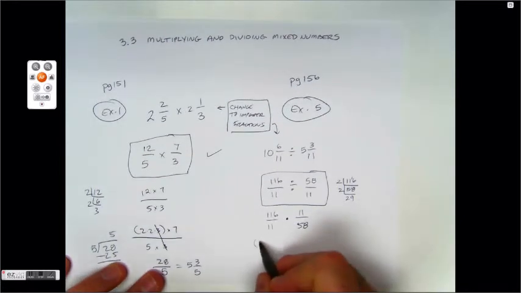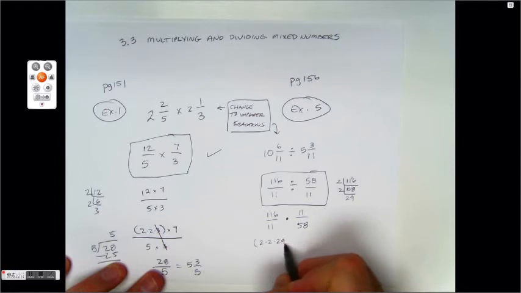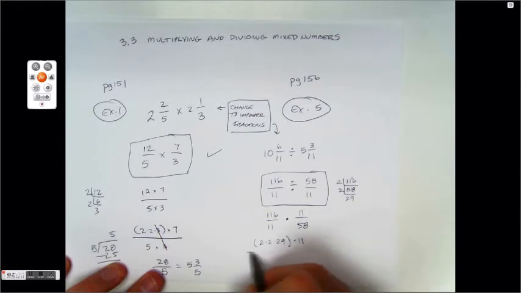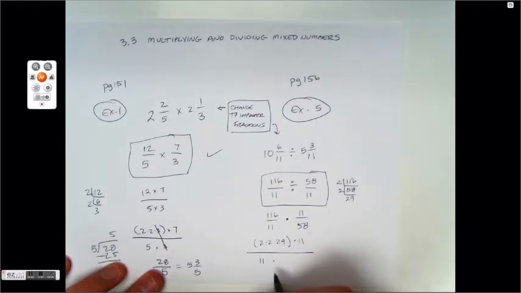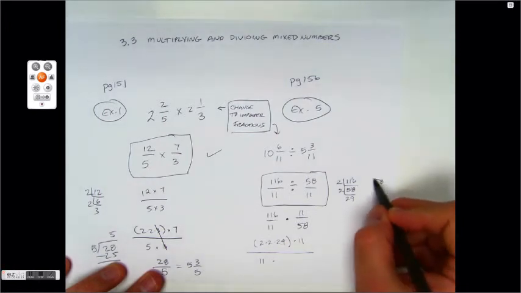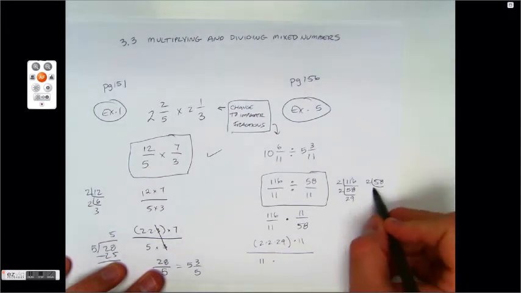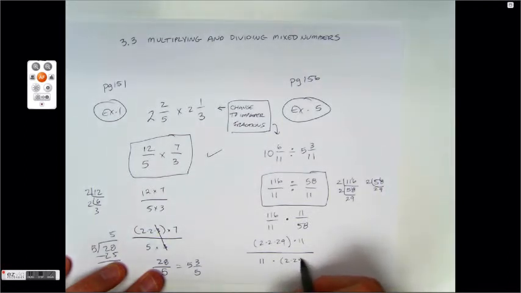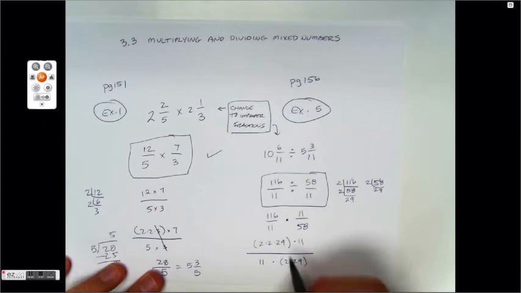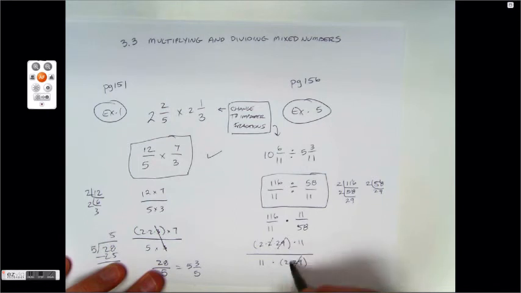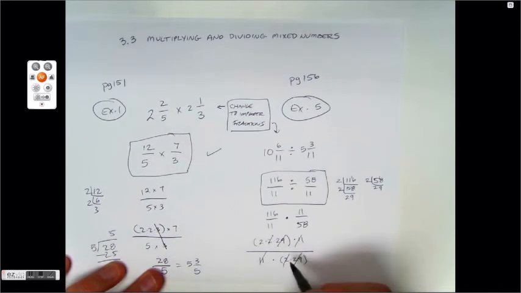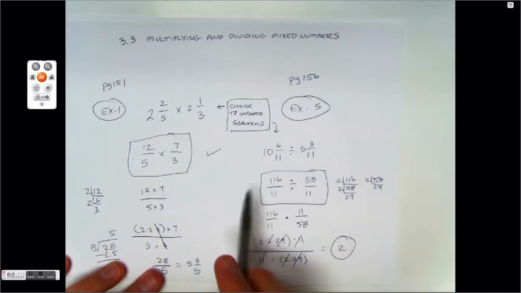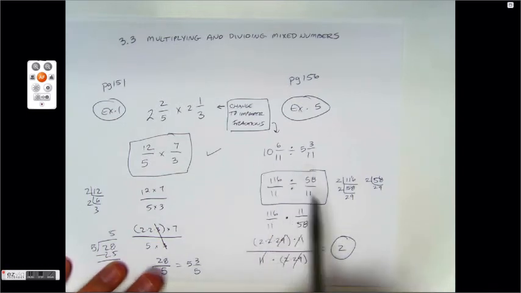So that gives us 2 times 2 times 29. And 11's prime, so that's the top. 11 is prime, so that's the bottom. And then we go over here and we can do 58. If you notice, 2 goes into it. 2 goes into 5, 1 left over, 29. So we get 2 times 29. And then again, we just cancel what'll match up. 29 will cancel 29, 2 will cancel 2, 11 will cancel 11. So the only thing we're left with here is 2. So the answer, when you take 10 6/11 and divide it by 5 3/11, you get 2.